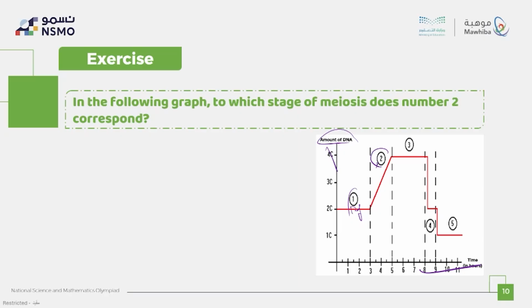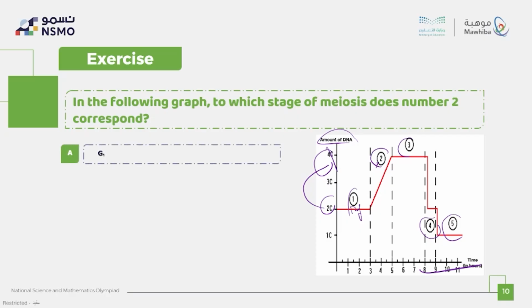At point 2, the graph shows an increase from 2C to 4C, which means DNA replication is taking place. At point 3, DNA remains high, showing preparation before the first meiotic division. At point 4, DNA decreases by half, which is after meiosis 1. And at point 5, DNA drops again after meiosis 2, forming haploid cells. Let's have the options now, and let us illustrate them together.